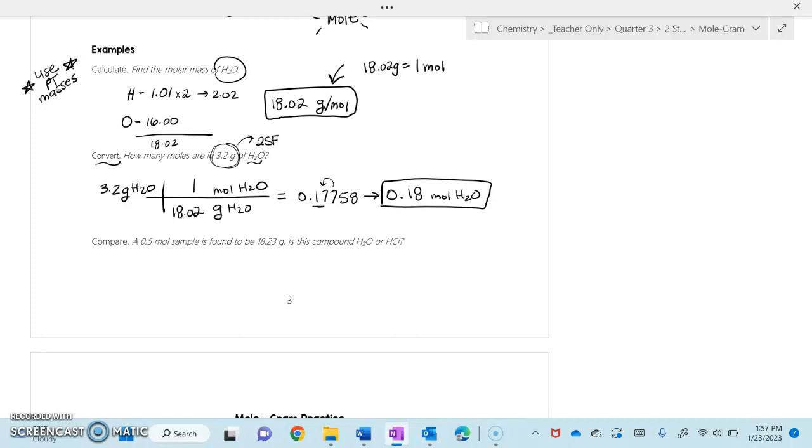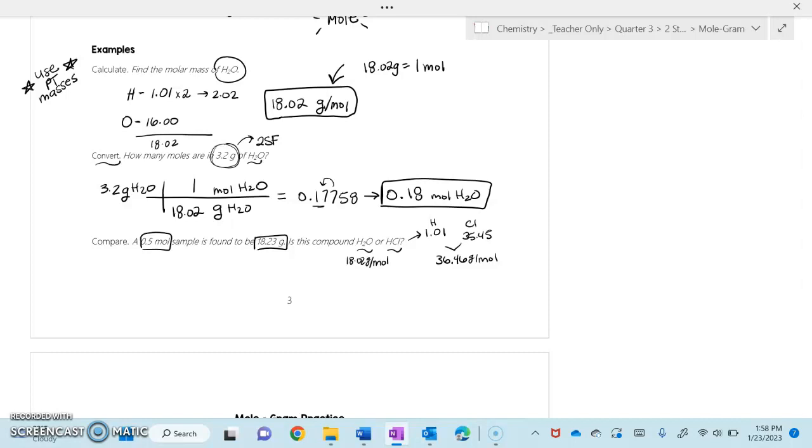And lastly, comparing. So we have, in this example, an unknown sample with a certain amount of moles and grams. So we're going to find that ratio of grams to moles and then compare it to the molar mass of water and hydrogen chloride. We'll have to quickly calculate HCl. If you look that up on your periodic table, you've got H and you've got Cl. So together, the molar mass of hydrogen chloride is 36.46 grams per mole. And then we've already been working with water. Okay, so those are our comparison points.